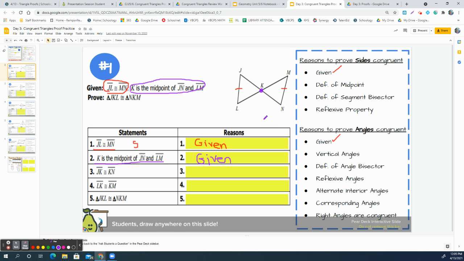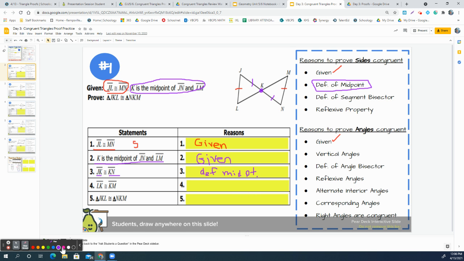What's the so what with midpoint? If K is the middle of JN, what do I know about JN? It's been cut how? In half. So the left side, JK, is exactly the same as the right side, KN. That's the definition of midpoint. That says definition of midpoint for all of those who can't tell. Definition of midpoint.